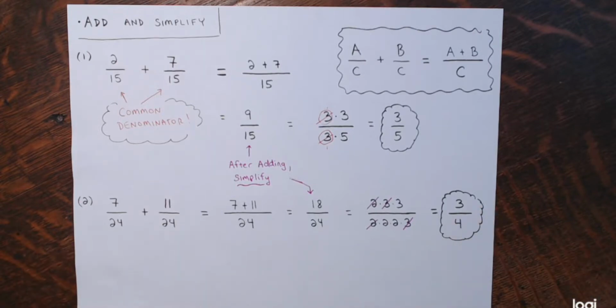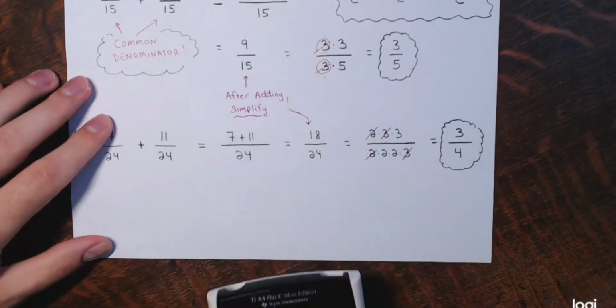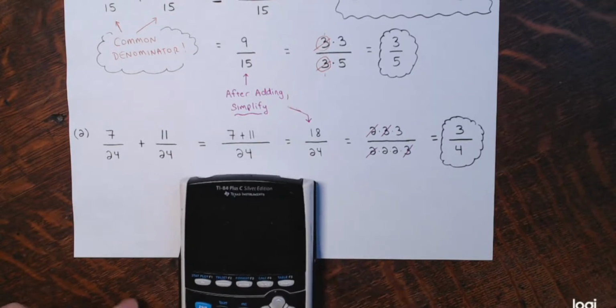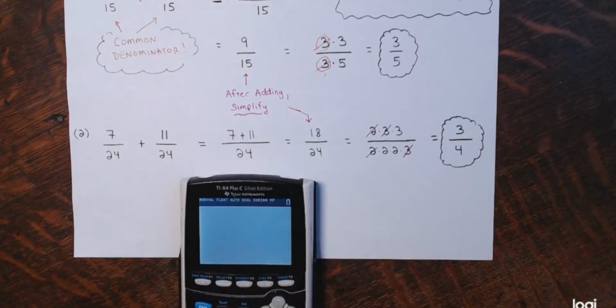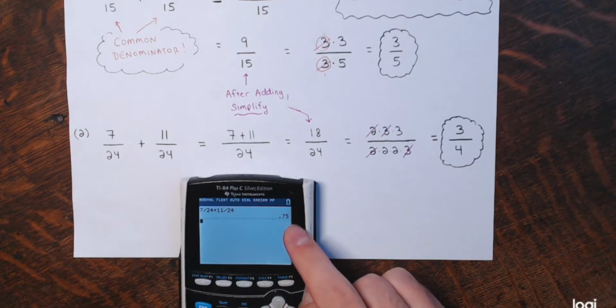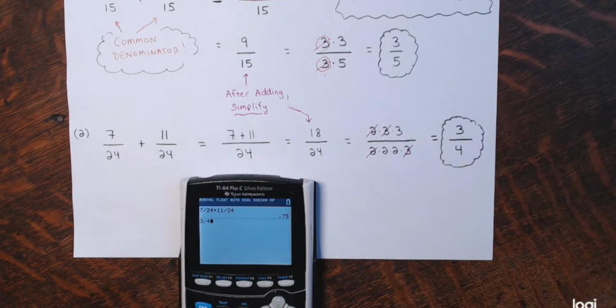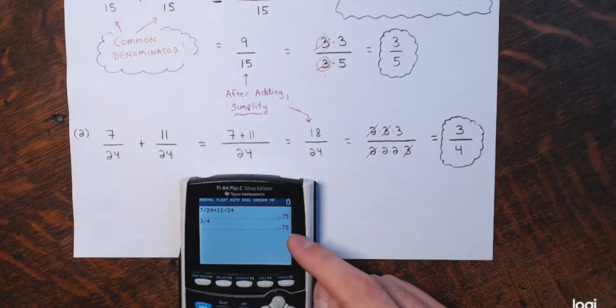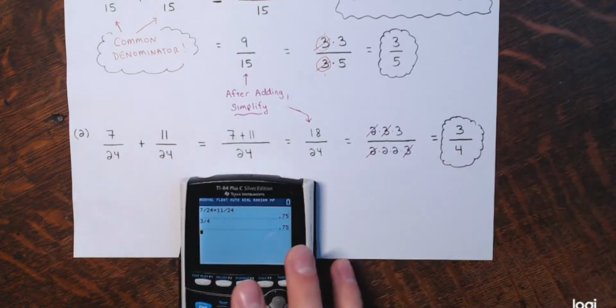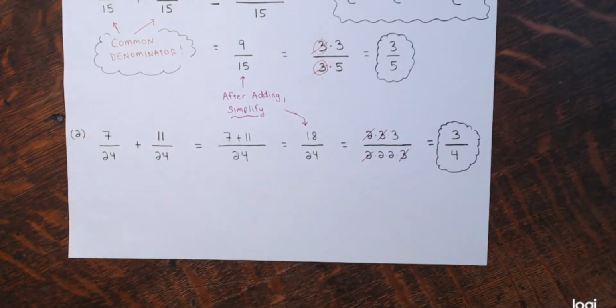Alright, and then one more time here. I'll check my solution with the calculator. Again, you don't have to have a graphing calculator to do this. Any calculator should be fine. But I take 7 divided by 24, right? 7/24, plus 11/24, right? 11 divided by 24. And I'm getting 0.75. And look at the final result. 3 divided by 4, 3/4, that is also 0.75. They are indeed the same value. So we must have done everything correctly.